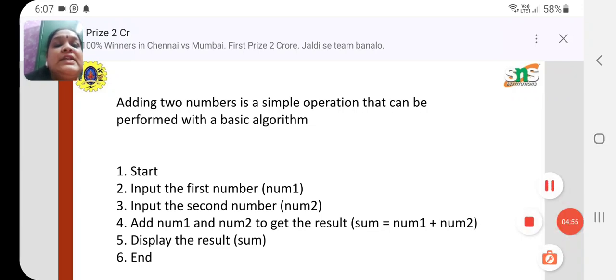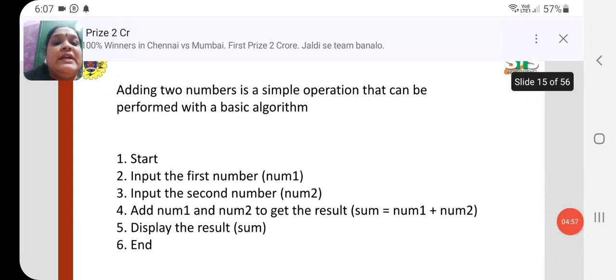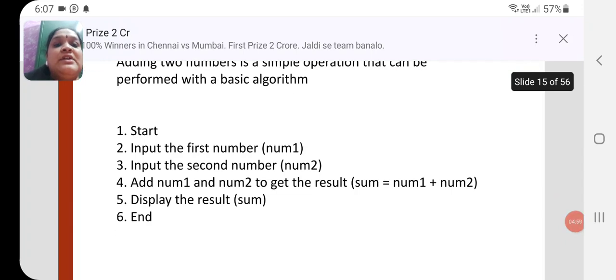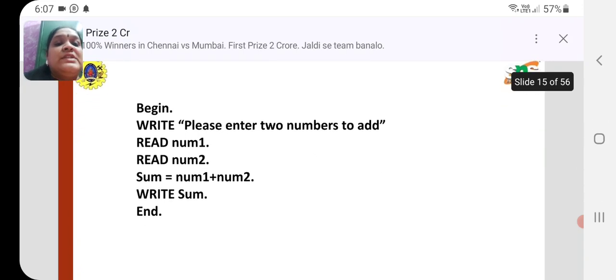Next, here is a simple algorithm for adding two numbers. First you begin with start. Input the first number, input the second number, add number 1 and number 2, display the result, and end.